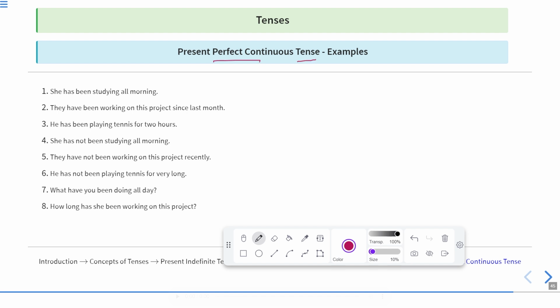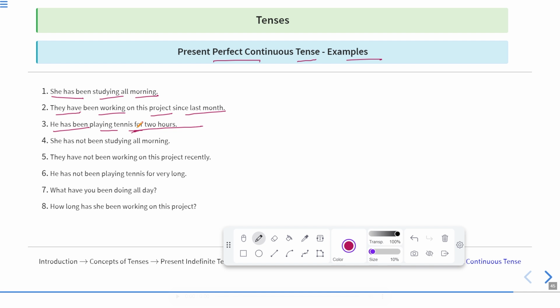So these are the present perfect continuous examples. She has been studying all morning. They have been working on this project since last month. He has been playing tennis for 2 hours. So 2 hours can be counted: 1 hour, 2 hours. So we use for in this sentence.